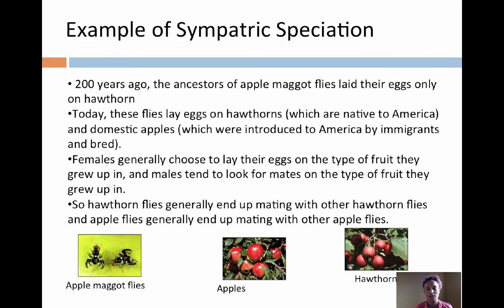So we see this happen with an example of apple maggot flies. We've got some flies that used to lay their eggs in hawthorn trees and others in apple trees. And there's a strong preference for flies to lay their eggs in the same kind of tree that they grew up in. Maybe the flies were just feeling a little nostalgic for home. But because of that, even though you might have these trees right next to each other, you don't ever actually have the maggot flies going from one tree to another to breed with another population. And keep in mind, no gene flow, that's when speciation happens.